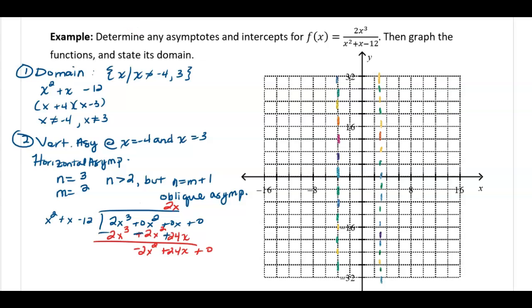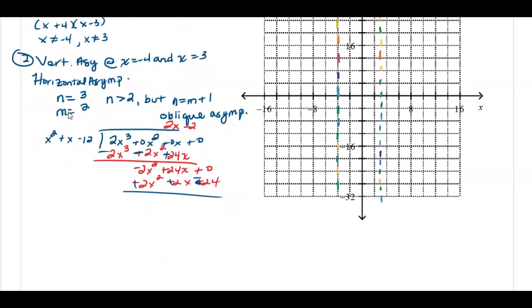All right, so now we're going to subtract 2 right here. And that'll get us negative 2x squared minus 2x plus 24. Switch our signs. Scroll down a little bit. We now get 26x minus 24, and this becomes that remainder.